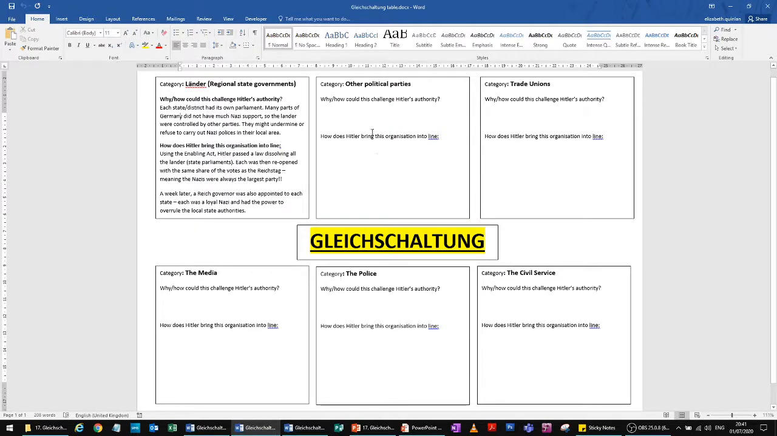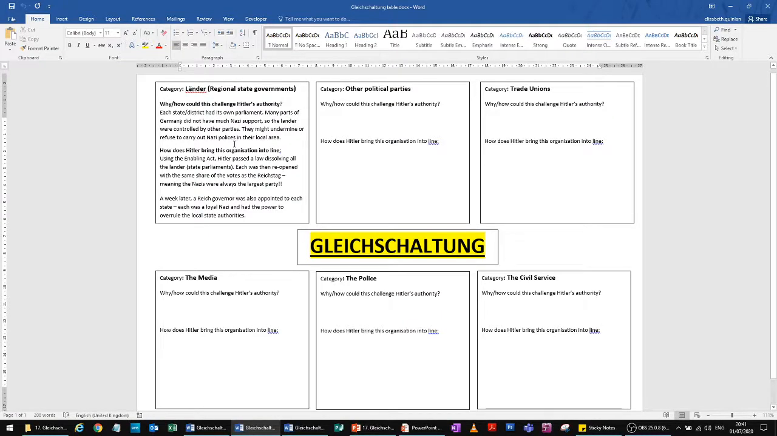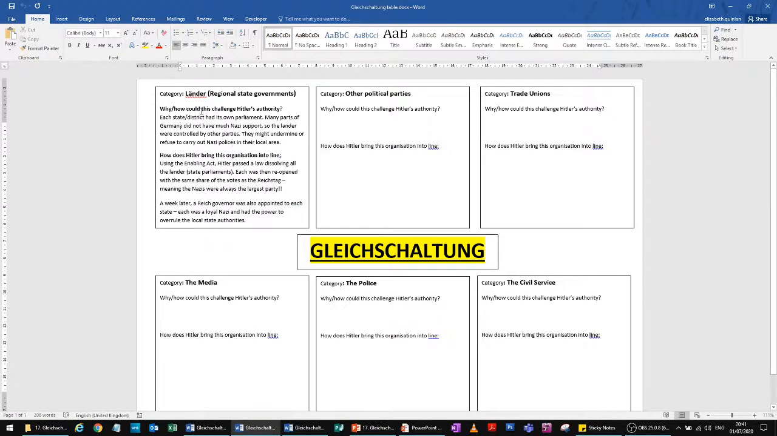and then how he deals with it. So, as I say, with the state governments, each local government having its own say could potentially challenge Hitler. So he brings them into line, he puts Nazi control in each of those governments, and that puts him in charge. So the same thing: why are other political parties potentially a threat to Hitler? Why are trade unions? Why is the press? Why is the police? And so on.